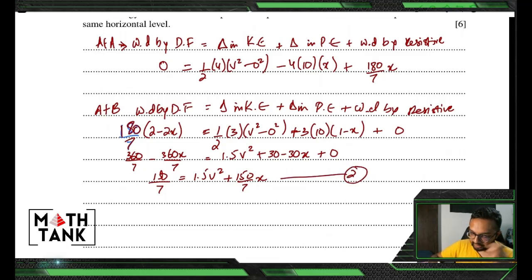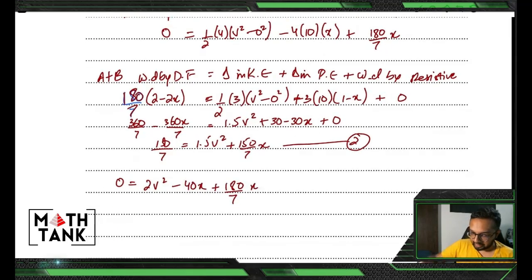That's equation number 2. Let's look at equation number 1. It was 0 equals 2v squared minus 40x plus 180 over 7 x. Can I simplify some numbers here? 180 divided by 7 minus 40, 100 over 7, so 100 over 7 x equals 2v squared. X is therefore 7 over 50 v squared.